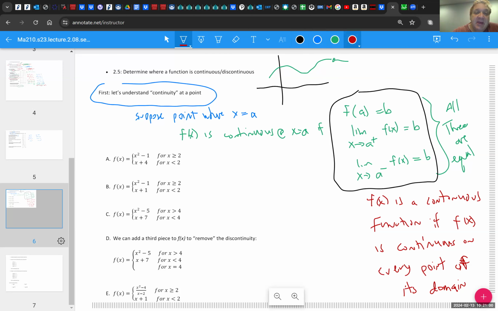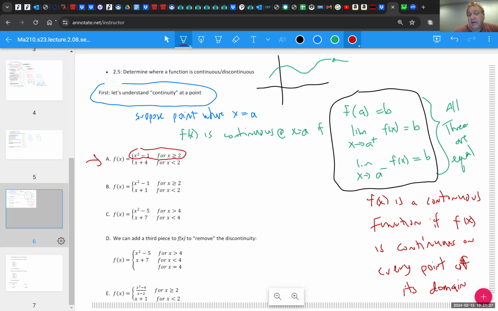In example A, we're given a function. It's a piecewise function. We're using a lot of piecewise functions here because it's easy to manipulate them so that they can be continuous or not continuous. And so you'll see that quite often in these types of problems, but it doesn't have to be just for piecewise functions. You can discuss continuity for any type of function.